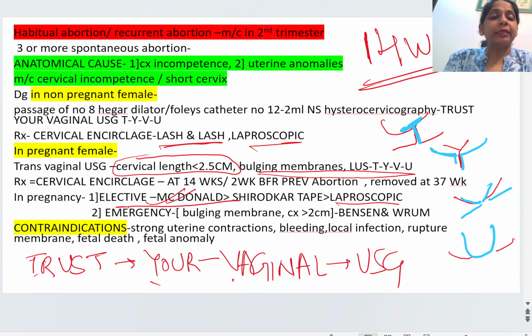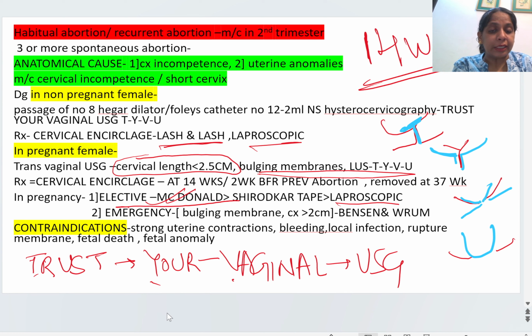Okay, and this cervical encerclage, in which we have applied the stitch, is opened at 37 weeks. If we are doing it in the case where the membranes are bulging, then it is known as emergency encerclage, and the procedure name is Benson and Room. Okay, what are the contraindications?